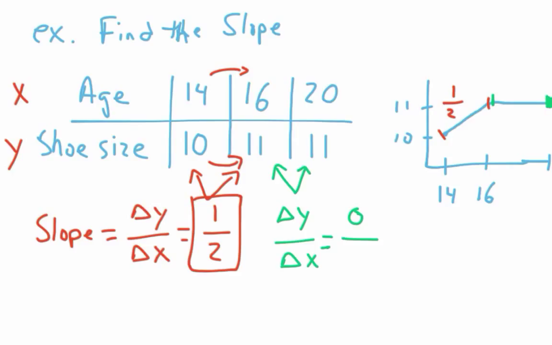And now my x values, I'm going from 16 to 20. So I had a change in x of 4. As I jump right there, you could also say change in 4. But 0 divided by any number other than 0 is 0. So we find that now if we have a horizontal line, the slope there is going to be 0. All right, pause the video if you need to copy that down, then we're going to jump to a second example.